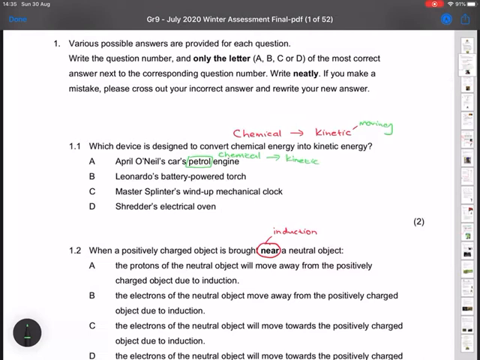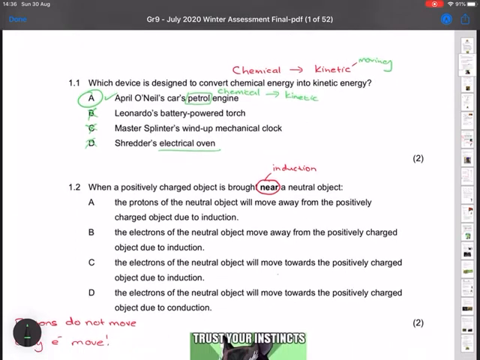Okay. Leonardo's battery-powered torch. Let's just go through the wrong ones too, to show you why they were wrong. Battery powered, so yes, there's chemicals in the battery, sure, in your little Duracell cell, I agree, but the point of the torch is to emit light energy, not kinetic energy. So that one's wrong. A is right. Master Splinter's wind-up mechanical clock: when you're winding up the clock, the energy is stored as elastic energy and converted back into kinetic energy to make the clock tick. Wrong. Shredder's electrical oven would be electrical energy being converted into heat or thermal energy, so that's wrong.